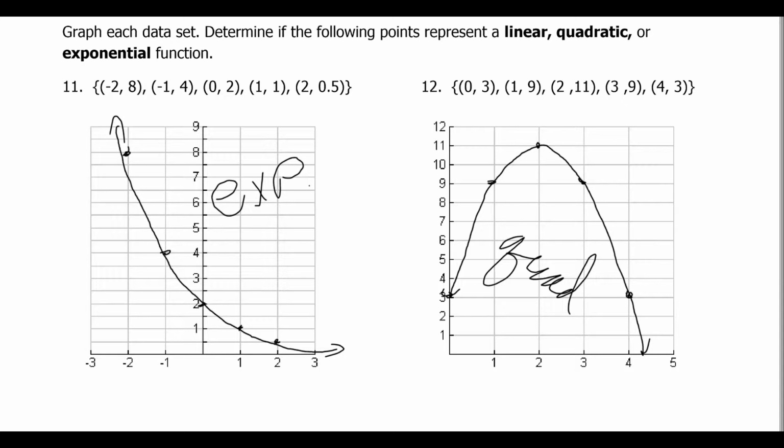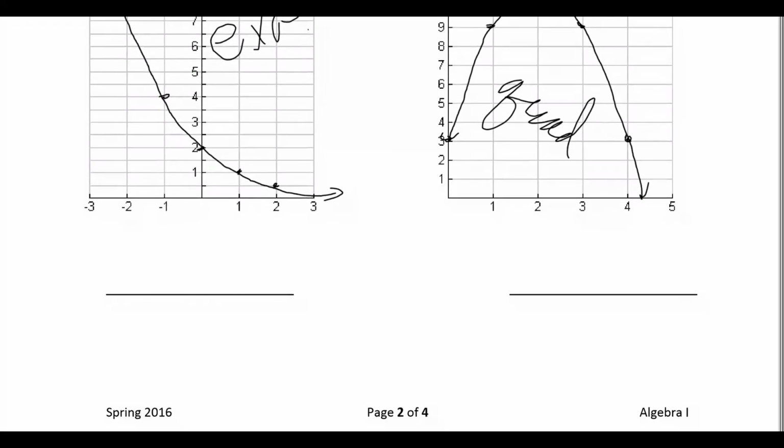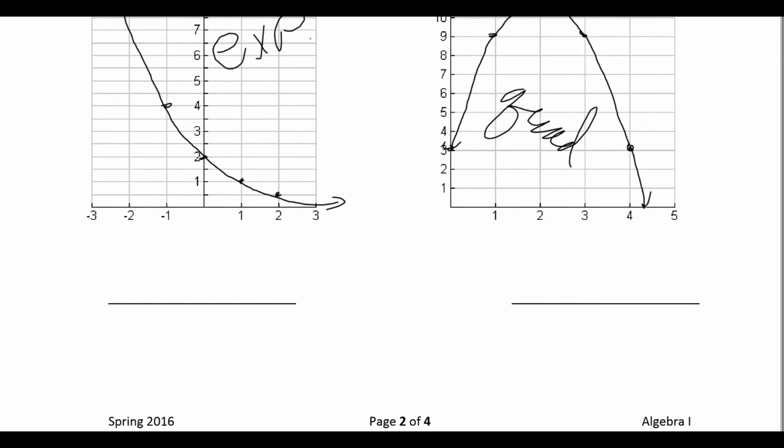So there it is. Alright, let's see. Oh, hey, there's a space underneath it. Exponential and quadratic.